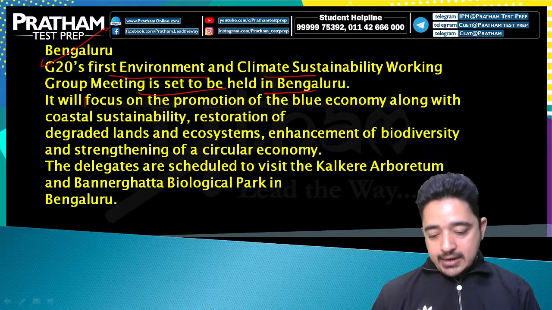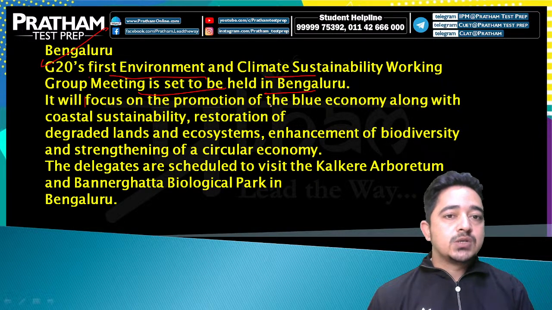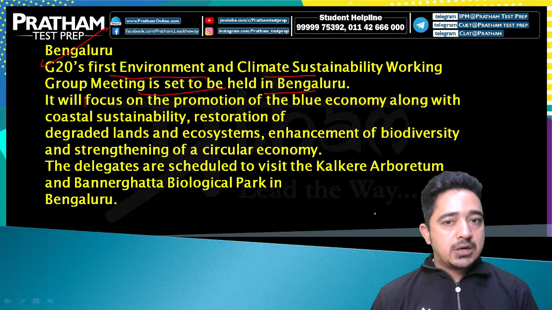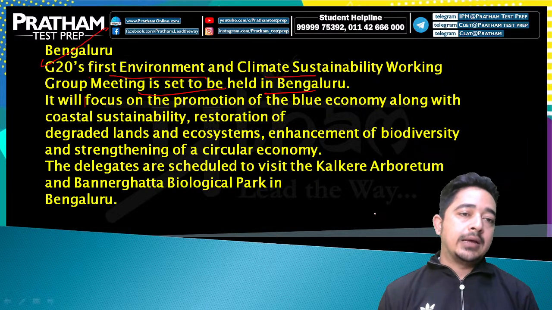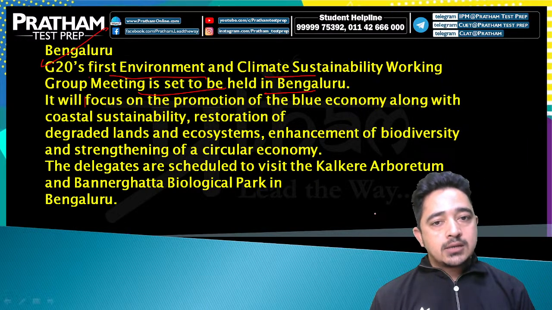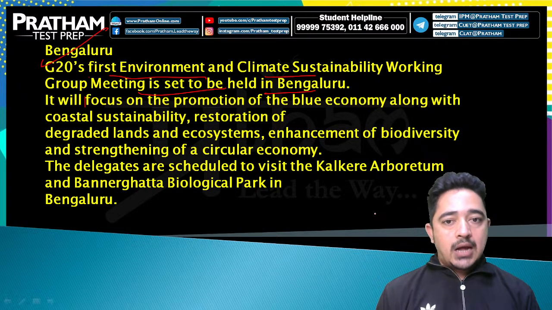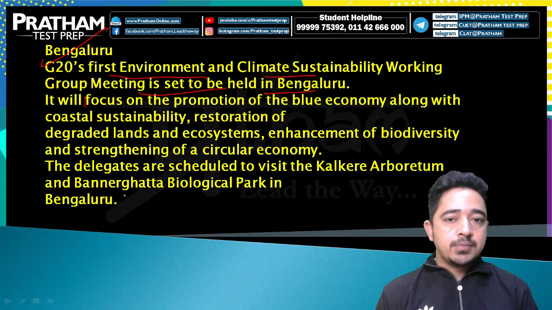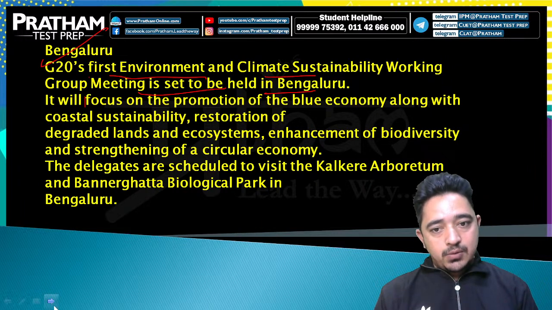It will focus on promotion of the blue economy along with coastal sustainability, restoration of degraded lands and ecosystems, enhancement of biodiversity and strengthening of a circular economy. And the delegates are scheduled to visit the Lalbagh Arboretum and Bannerghatta Biological Park in Bangalore.